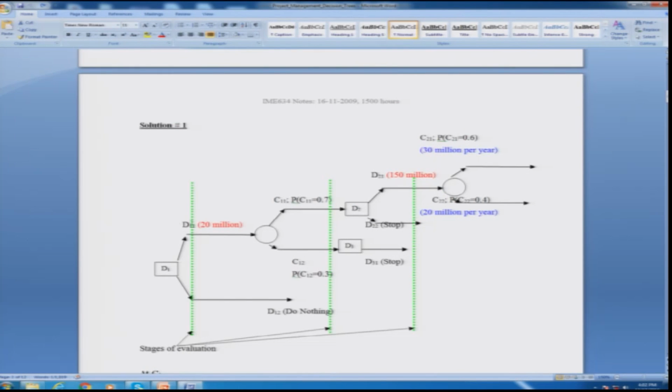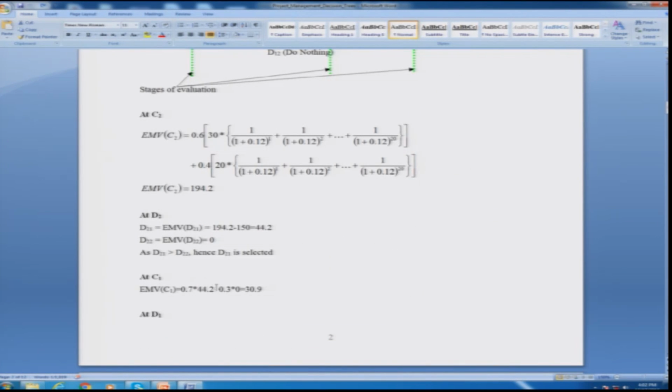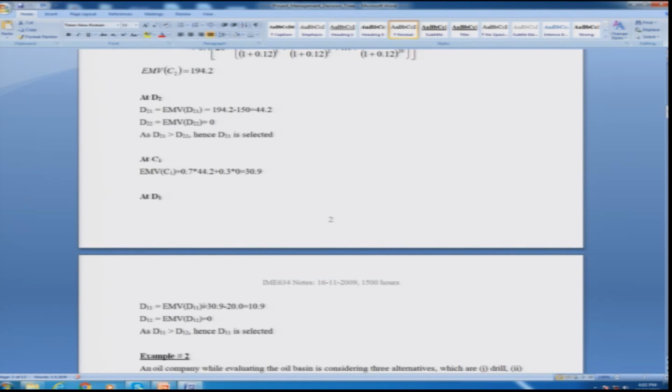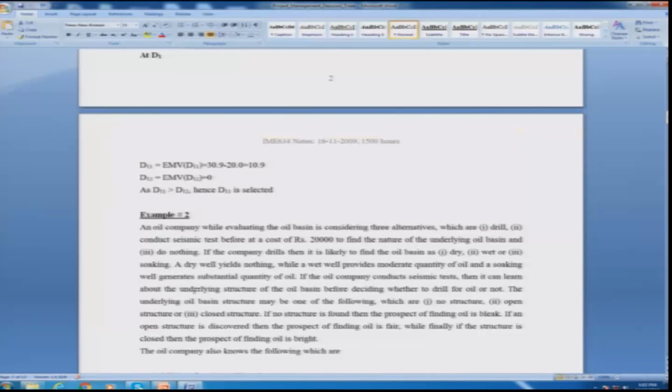In case, say for example, this value was considered to be 40, in that case the value would have been 30.9 minus 40, which would be almost in the tune of minus 10, hence you would not go into that project. So, this was a very simple example. Let us consider and extend this concept for a second example. An oil company, while evaluating the oil basin, is considering few alternatives.